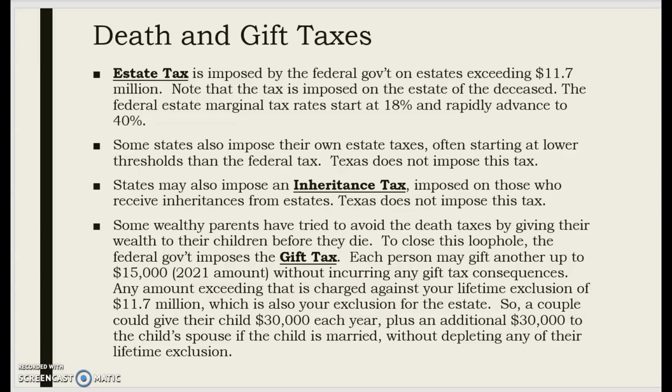Some wealthy parents have tried to avoid death taxes by giving their wealth to their children before they die. To close the loophole, the federal government imposes the gift tax, where each person can only give away $15,000, that is the amount today, without incurring gift tax consequences. So, for example, a couple can give each child $30,000. So dad can give son $15,000, mom can give son $15,000 for a total of $30,000. And then if the son is married, each parent can give the son's spouse, the daughter-in-law, an additional $15,000 each. And so they've transferred $60,000 to their married son and daughter-in-law without depleting any of their lifetime exclusion.